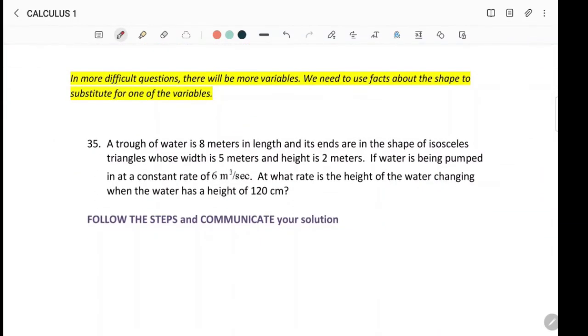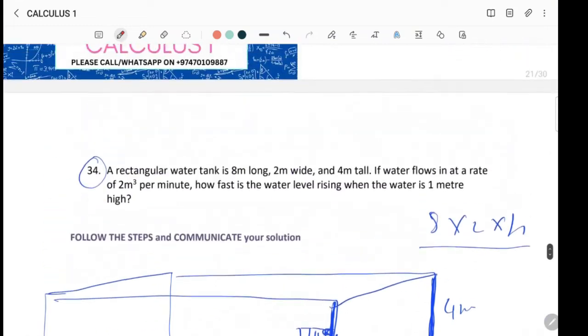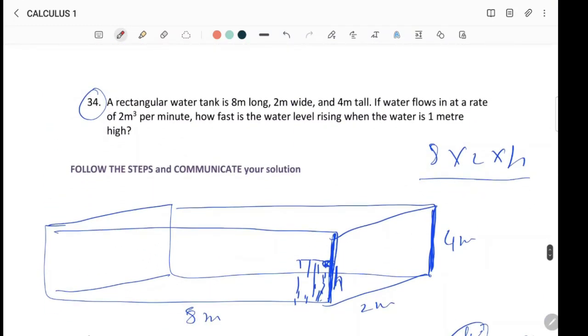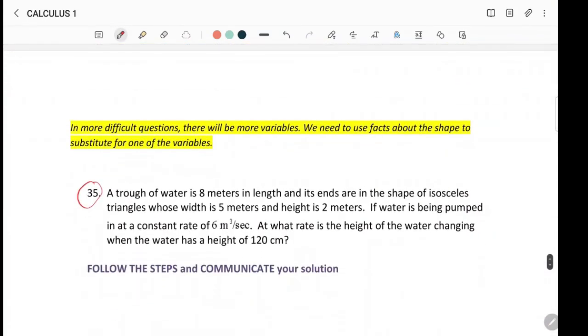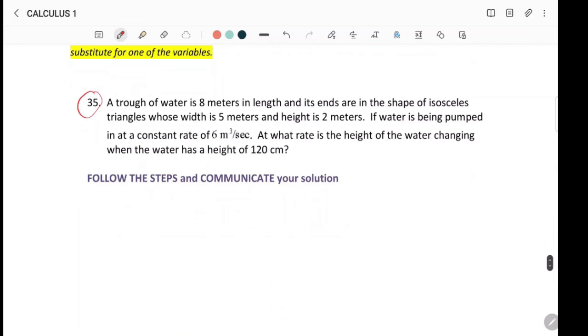Our next question is question number 35. A trough of water is 8 meters in length and its ends are in the shape of isosceles triangles whose width is 5 meters and height is 2 meters. So this question is almost similar to this question. The only difference is this is a rectangular tank and this is a different kind of tank, called a trough, where water can be stored and used for animals to drink.